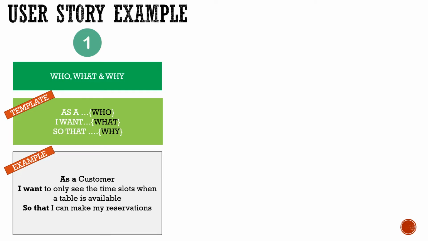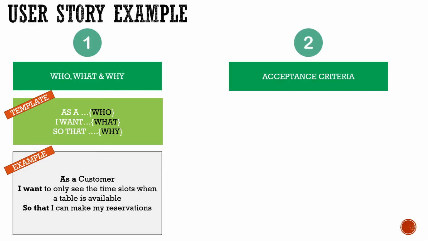As a customer, I want to only see the time slots when a table is available so that I can make my reservations. Basically this explains that the customer using the mobile app should only see the time slots when a table is available so that they can make the reservation. If a time slot is not available, it's fully booked, then it should not be displayed to the customer. So that's what this user story tackles, and this is how the who, what and why is set up. Now let's look at the second part, which is acceptance criteria.